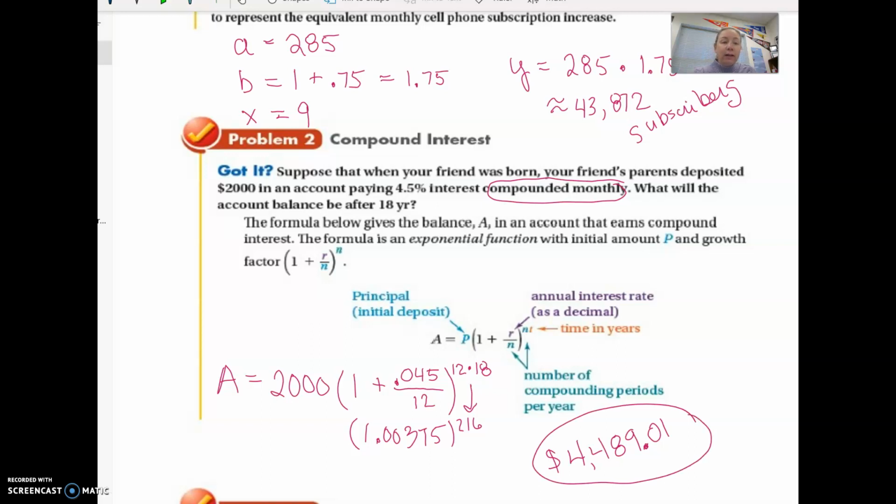Remember, when you're doing that compound interest formula, again, this would be a type of exponential growth, make sure that you work out what's in the parentheses first. Don't try to do all of that on your calculator at once because it doesn't work out very well, okay?